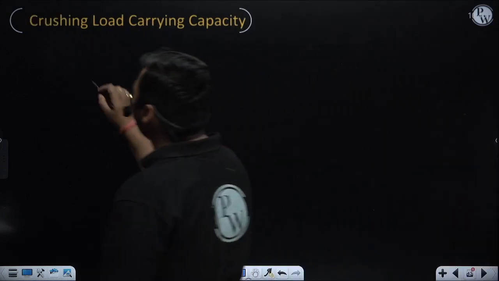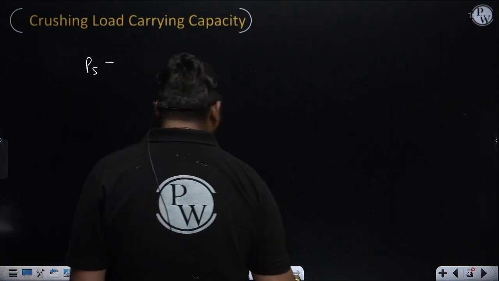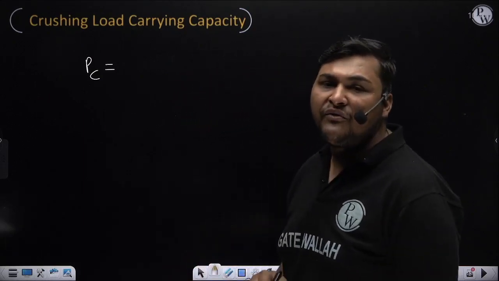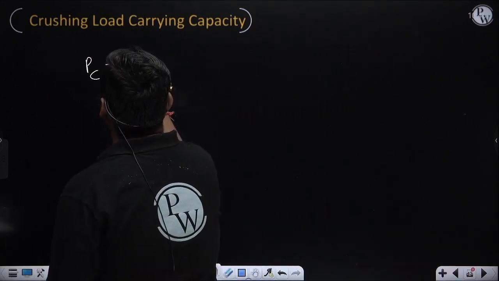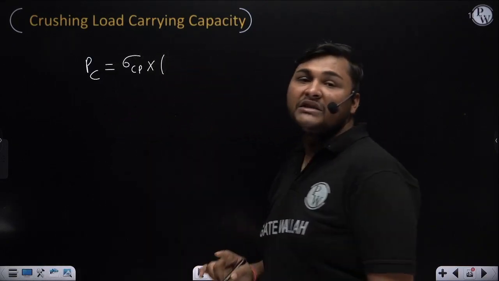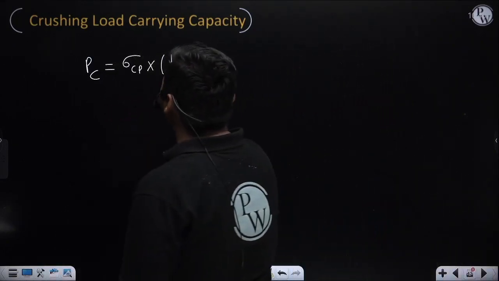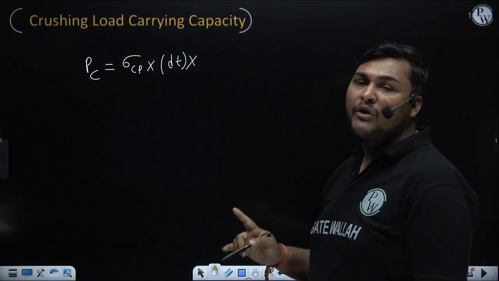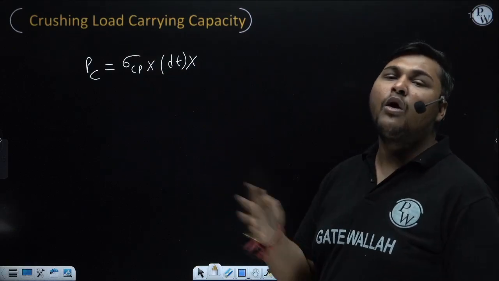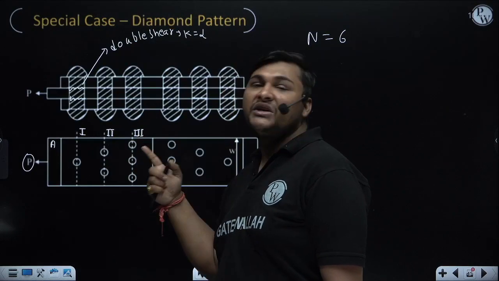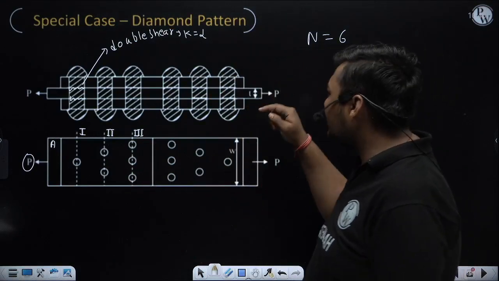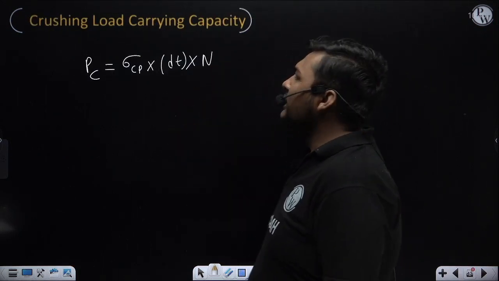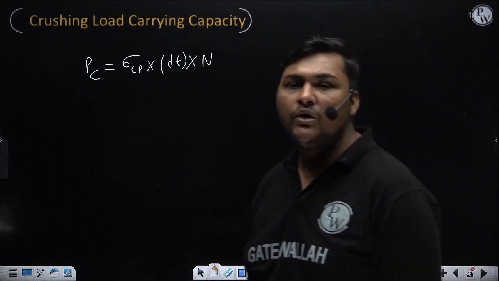Similarly, if we calculate crushing load capacity, again the same concept applies. Since we are calculating crushing load capacity, first we will equate sigma c with sigma cp into the crushing area of one rivet. The expression of crushing area of one rivet is always dt. Now multiply this with the number of rivets per plate. Why? Because crushing failure occurs when crushing of all rivets is occurring. The number of rivets per plate for this question is 6, which I am denoting with capital N. You can write either 6 or capital N. So this is the expression of the crushing load carrying capacity of this system.